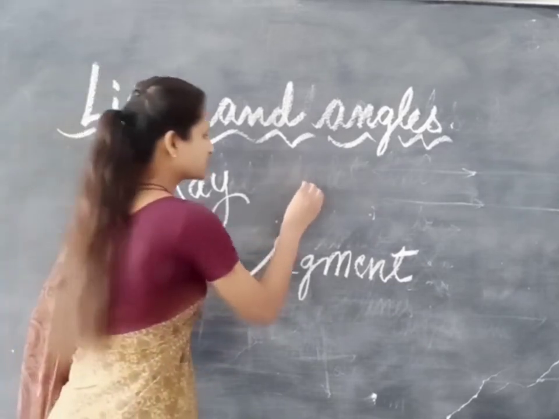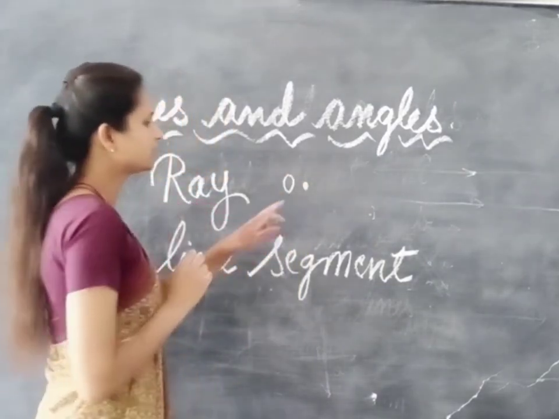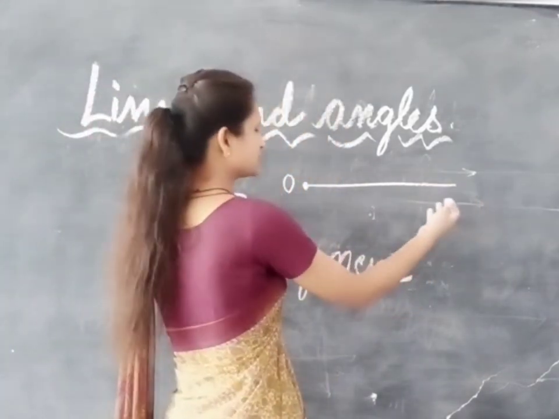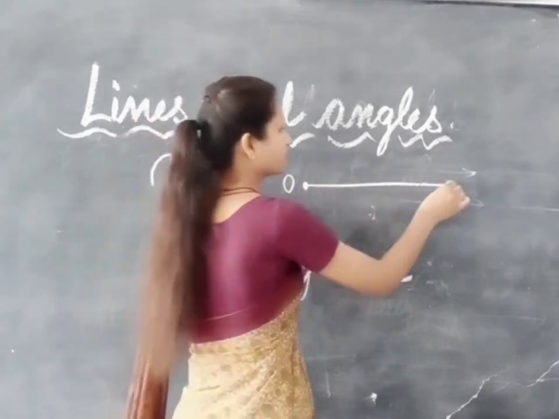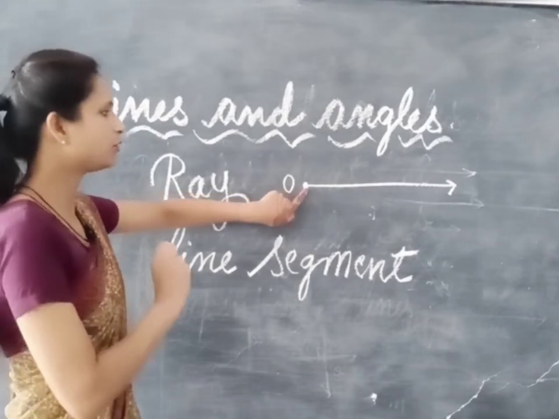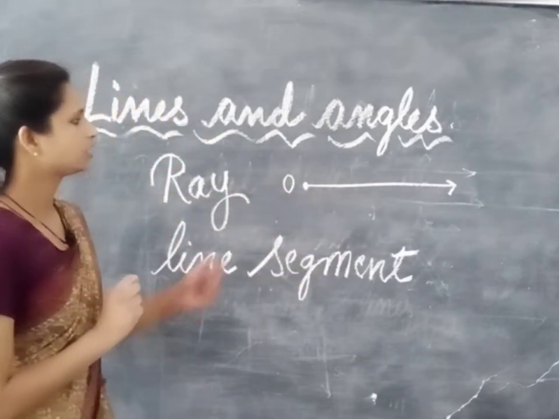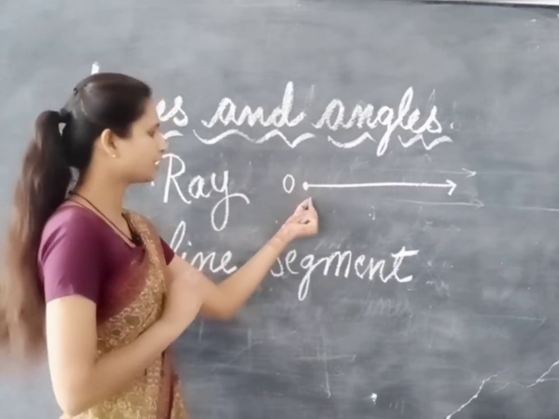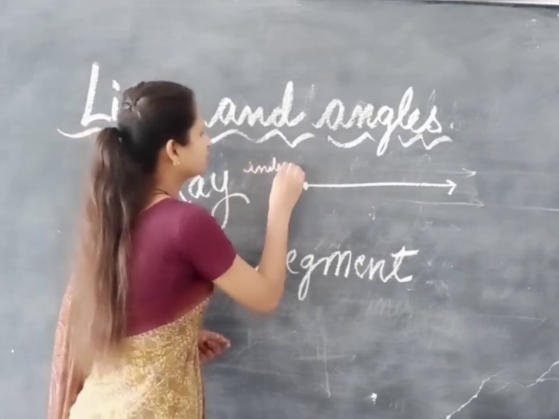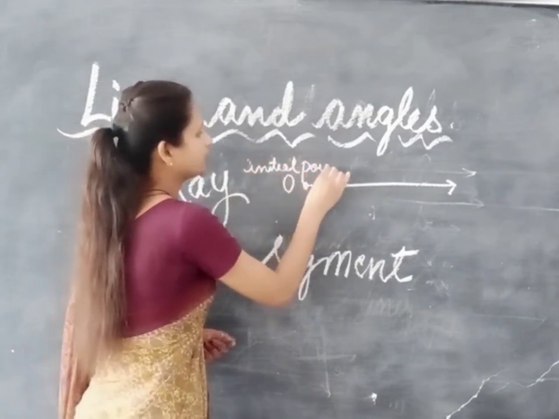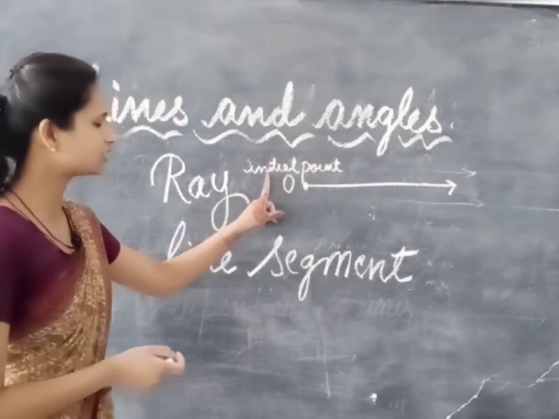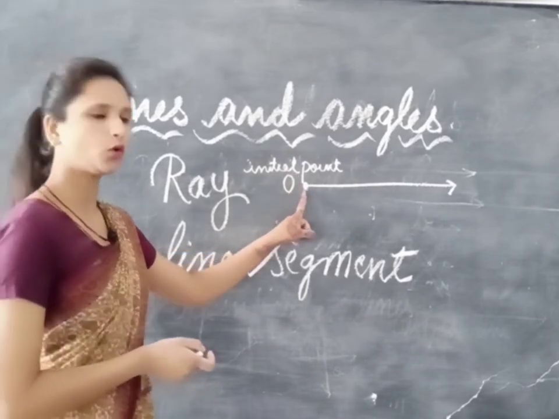Now, we will be discussing ray and line segment. So, let us take a point O here. It is a point O, and make a straight line towards the right-hand side from point O. Now, this point O is the starting point for this line. So, this is called the initial point. Initial means from where we start. And we have started from point O.